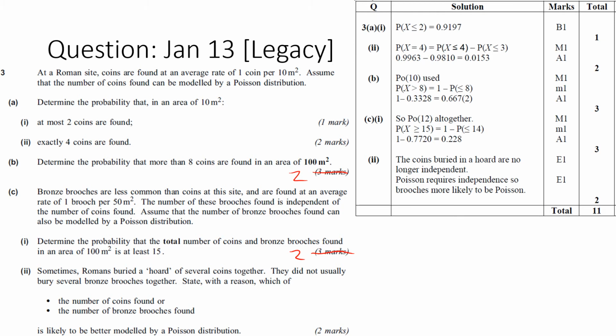Sometimes Romans buried a hoard of coins together. Now, because coins are found together, because they're buried together, they'll be found together. State with a reason which of are unlikely to be a better poisson. Brooches are more likely to be a poisson because the coins, they fail on the independence criteria. Because coins are buried together, you are likely to find coins together. Therefore, finding one coin next to another coin affects the event of them being independent. Therefore, brooches are more likely to be a poisson.